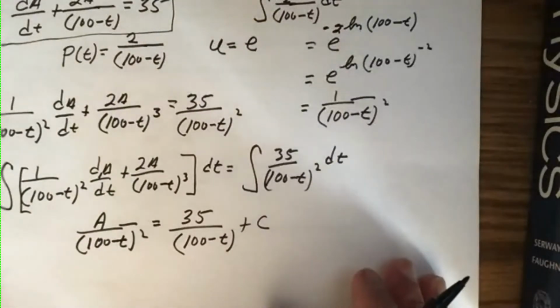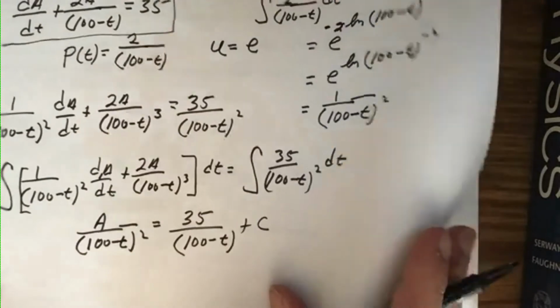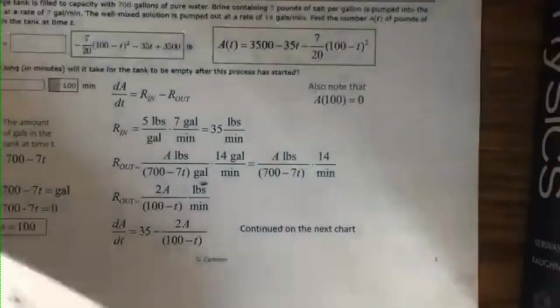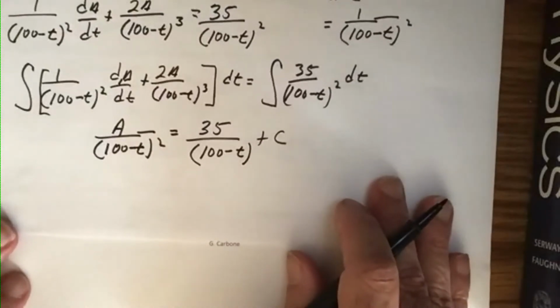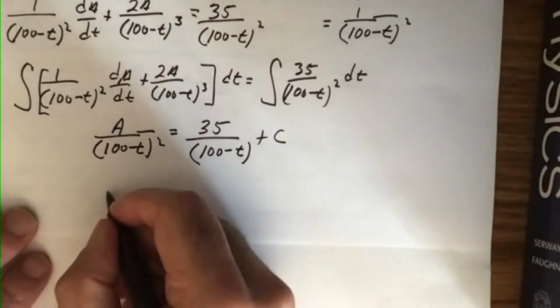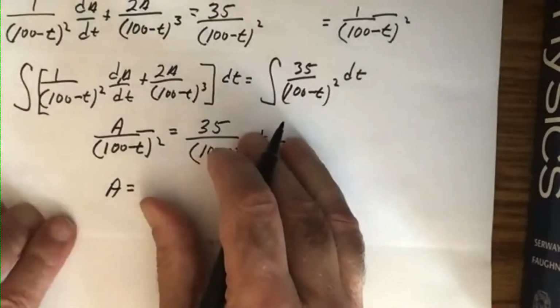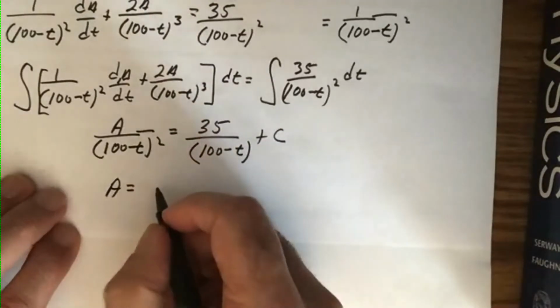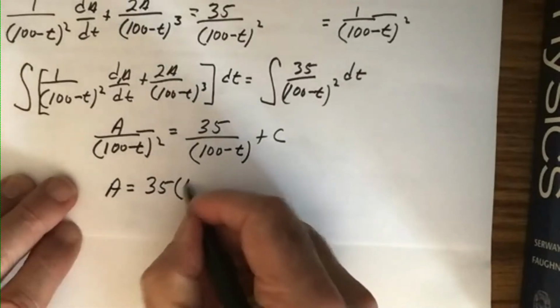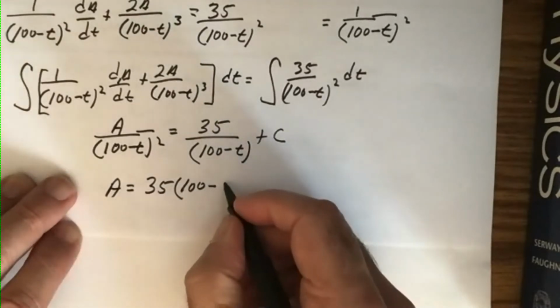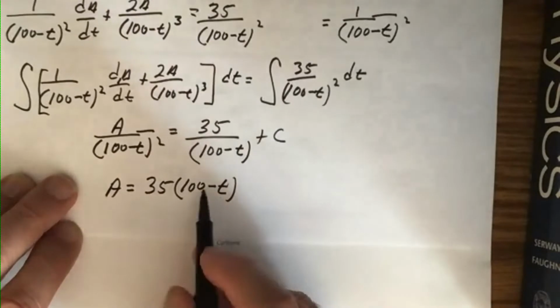Well, I'm still not done yet. I want to solve this for a. So the next step, I guess I can write this as a is equal to 35, right? 100 minus t, right?